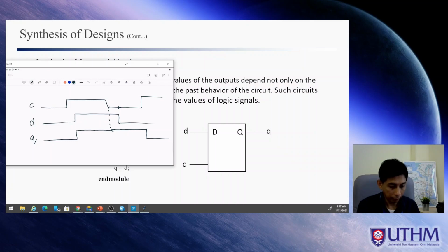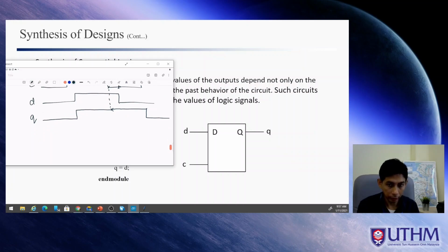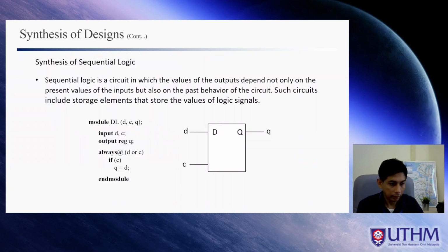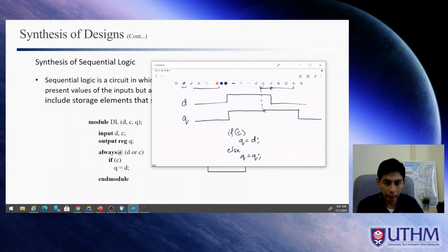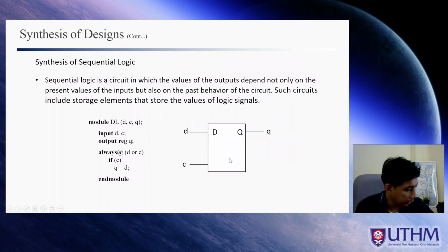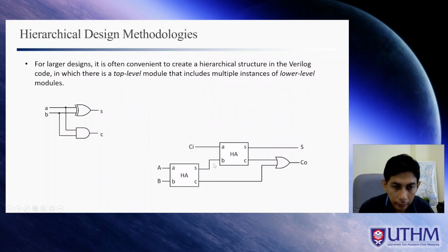It means that if you write in the code, if C equal to 1, Q should be equal to D, and this is actually if C equal to 0, Q equal to Q, right? So if you write like this, actually the behavior is like this, and this is a latch. Okay, so we will learn in detail in chapter 4. Don't worry.